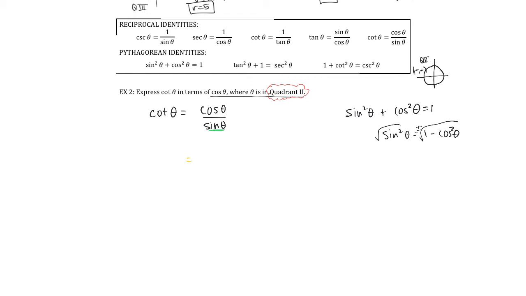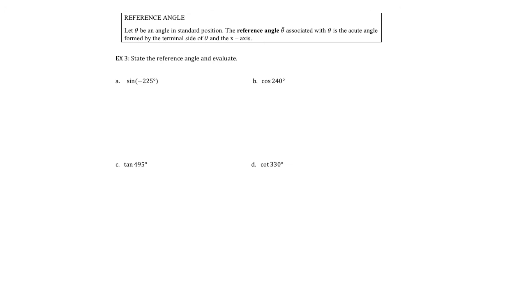Okay, so then that tells me that my cotangent would be equivalent to cosine theta over, I'm going to use that positive, okay, so it'd be positive square root of 1 minus cosine squared theta, in quadrant 4. Okay, our goal in this section is really to be able to evaluate trig functions for any angle. And so a reference angle is going to be very helpful for us to be able to simplify these.